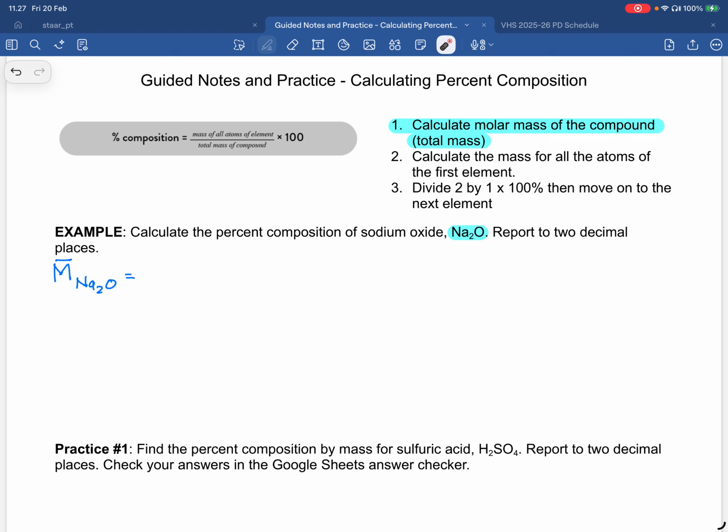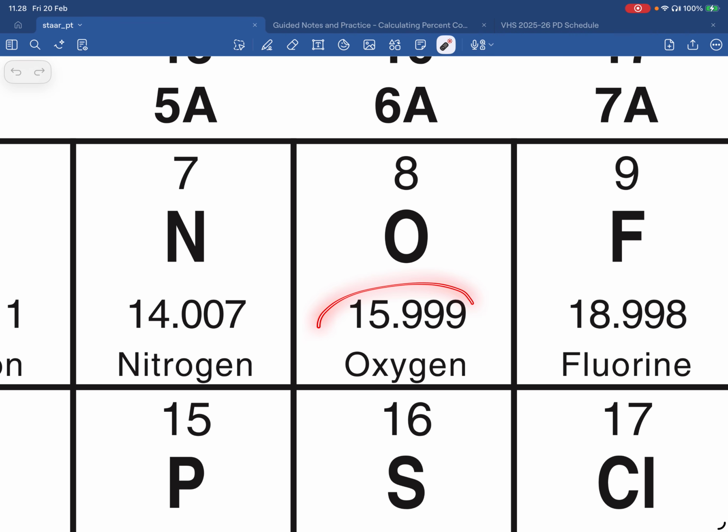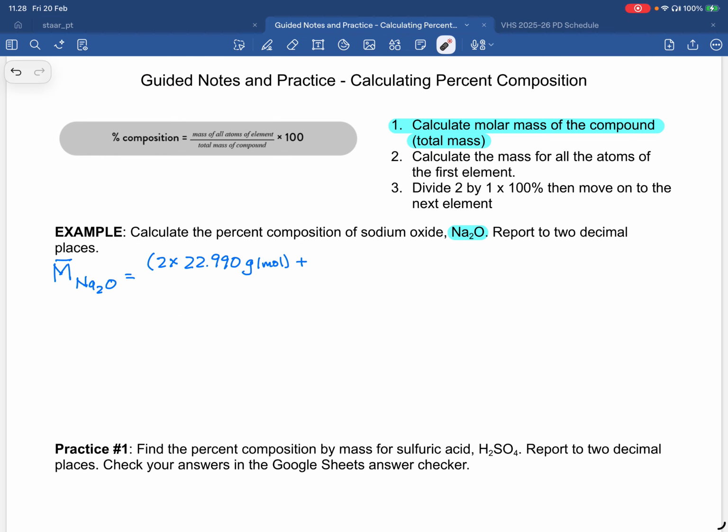22.990 grams per mole. But there are 2 sodium atoms in the compound. So we are going to take 2 times 22.990 grams per mole, and we are going to add that to the mass of oxygen. Now notice there's only 1 oxygen, right? So all we've got to do is find the mass for oxygen, which is 15.999 grams per mole.